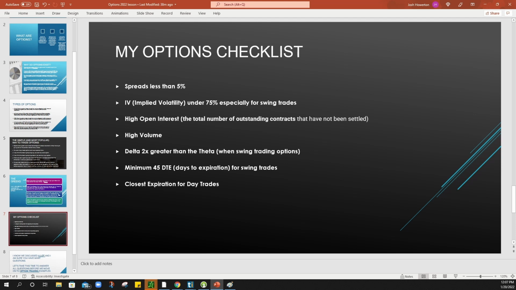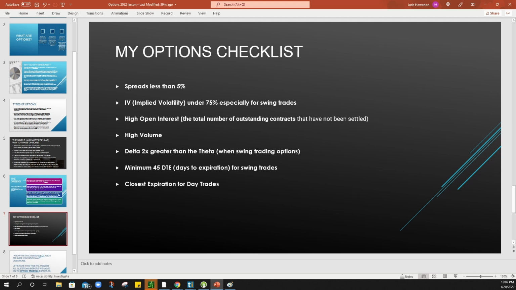I want to find options that have high open interest. So what is open interest? Open interest is the total number of outstanding contracts that have yet to be settled. Okay? I was always taught by Matt. You want to find the option contract, the strike, all that good stuff that has a high open interest. And open interest is the total number of outstanding contracts that have not yet been settled, right?